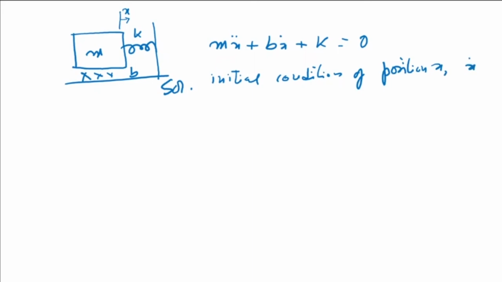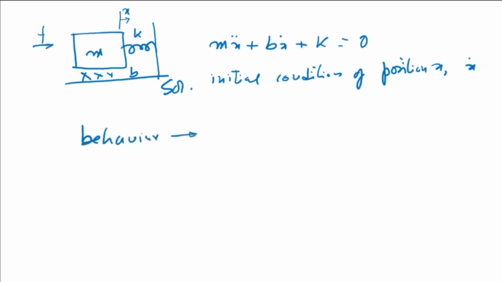So the solution is a time function x of t, and we can get the solution once we know the initial conditions. If I put a small force here, shift the x to some x, and I leave it, how it is going to behave will be determined by the values of m, b, and k. Now to study this system, we want to study the behavior of the system.